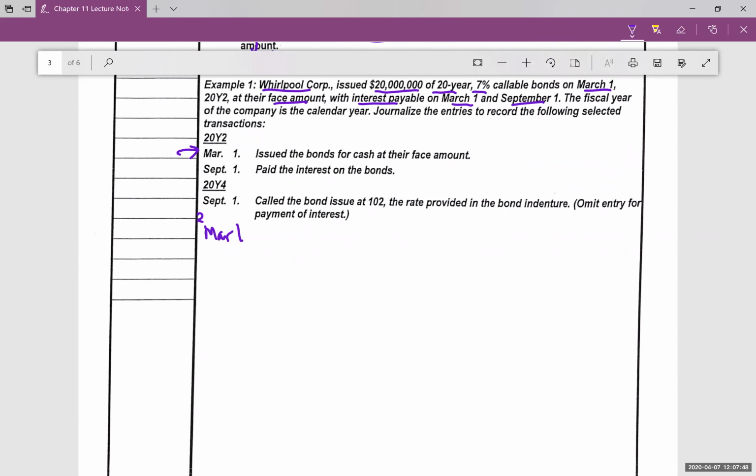And I guess I should put 20Y2. 20Y2, March 1st. They got a whole bunch of cash, 20 million. And we're just going to credit bonds payable. There's no discount or premium on this one. Bonds payable, 20 million.